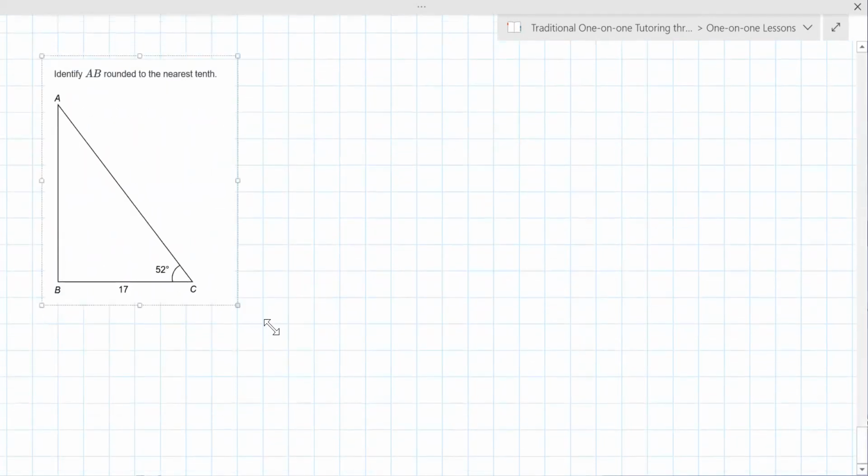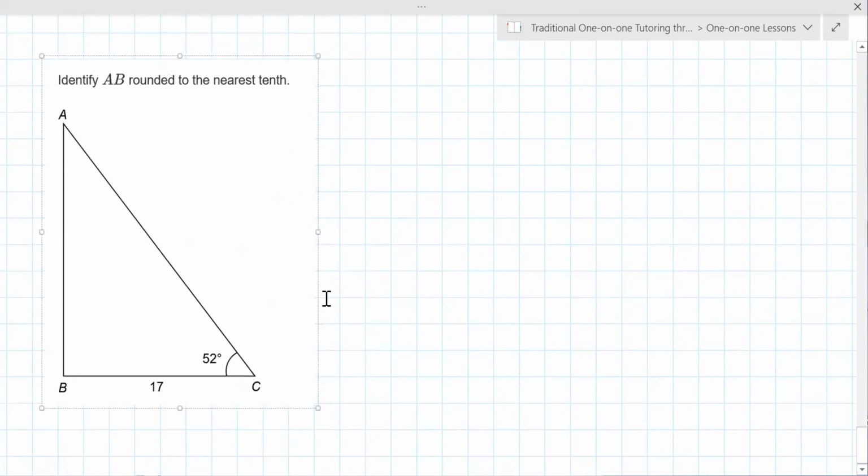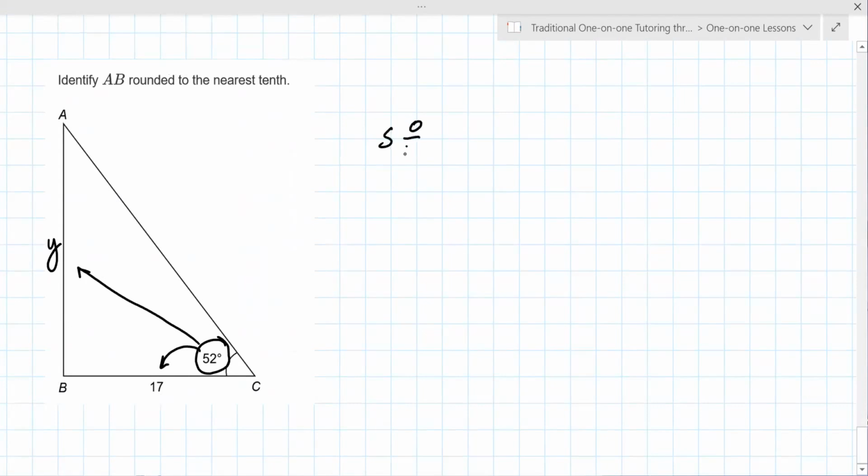Okay, so it says identify AB rounded to the nearest 10th. AB is over here, that's Y. This is the angle you're given. Okay, so what is y and what is 17 relative to this angle? It's opposite over adjacent. Okay, so which of these three trig functions are you doing? Tangent. Tangent of 52 equals y over 17. How do you solve that for y? We did one like that earlier. So we would, oh, I'm thinking of the other way around.